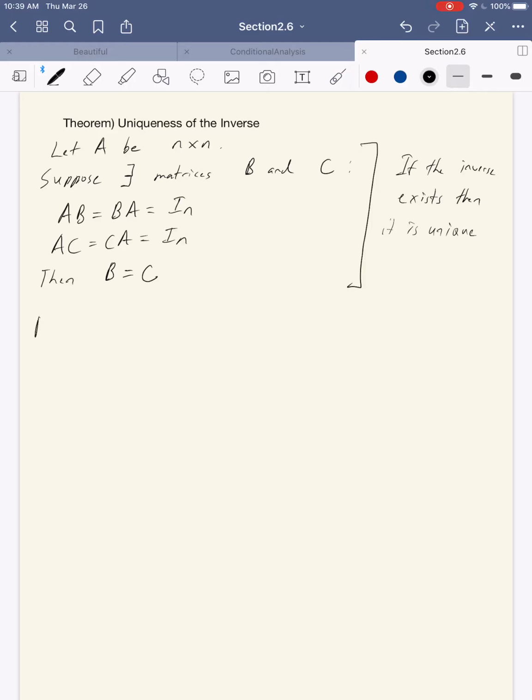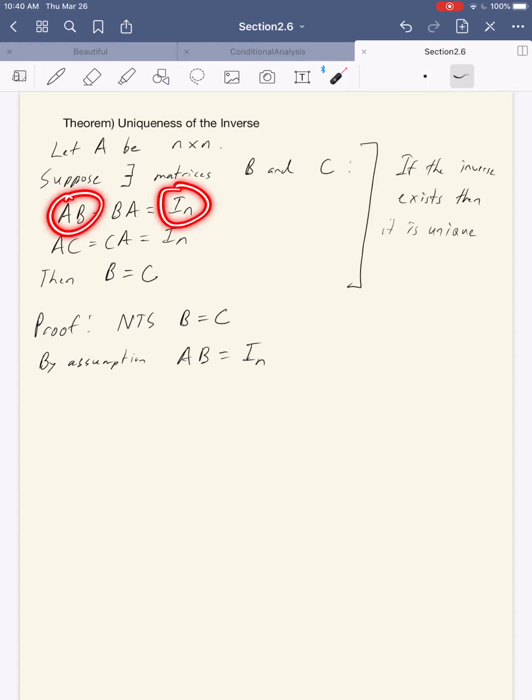So let's go ahead and prove this. There are lots of different ways to prove this. What we're going to do is start from one of these assumptions and work our way, as a direct proof, to B equals C. So just keep in mind what we need to show here is that B equals C. So we can say by assumption that we know AB equals I_n. Actually, there are lots of places we could have started. We could have started with AB equals I_n, AC equals I_n, BA equals I_n, CA equals I_n. There are tons of different options, but we're going to just start with this one here.